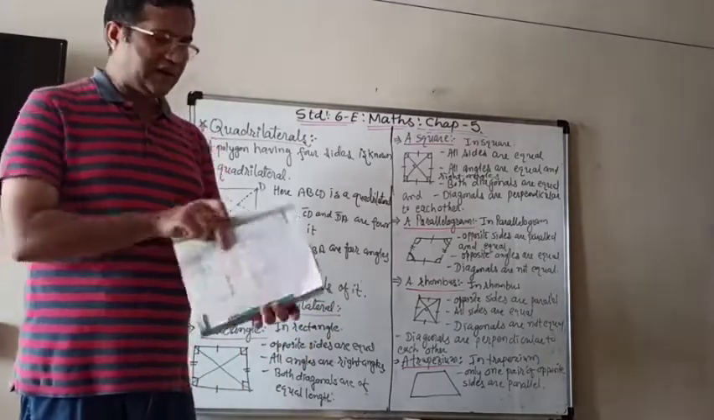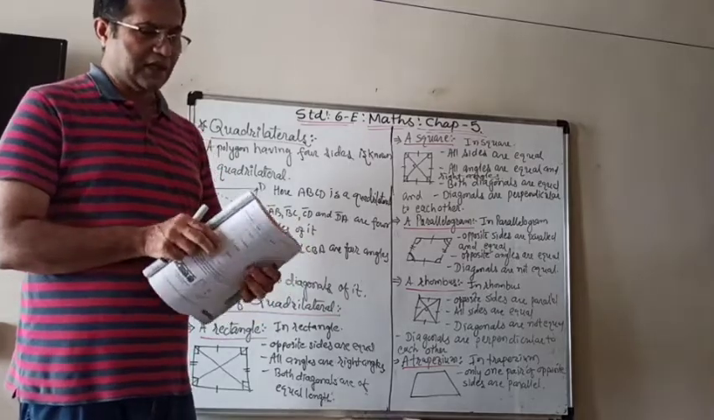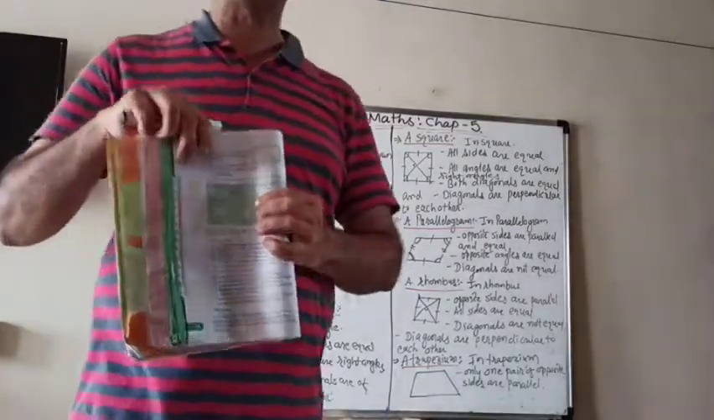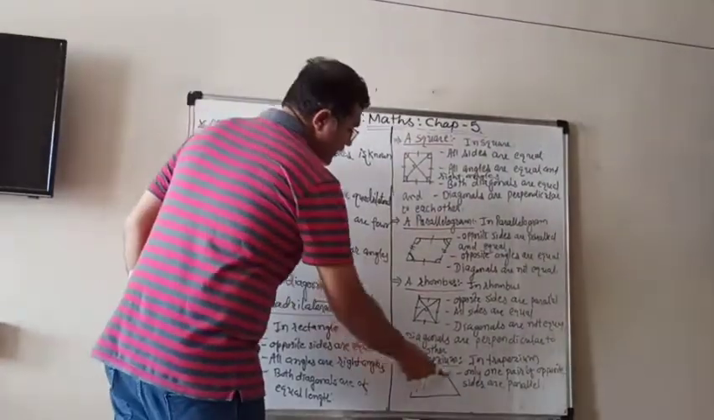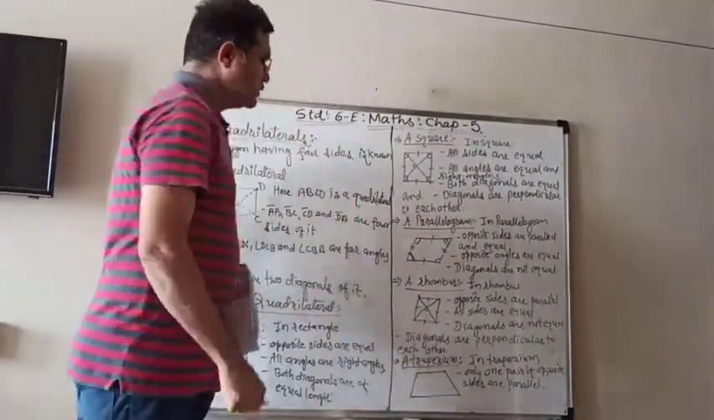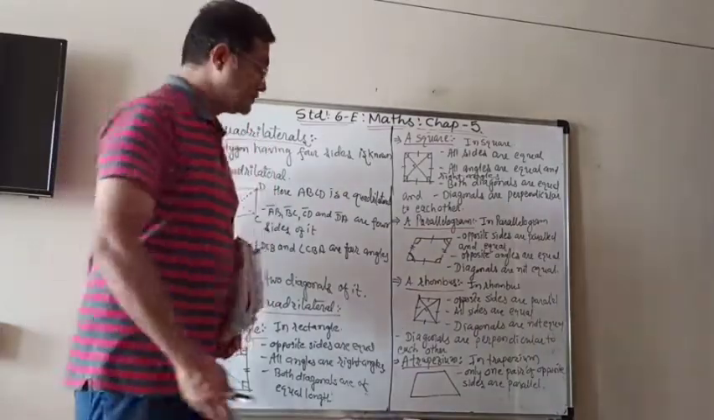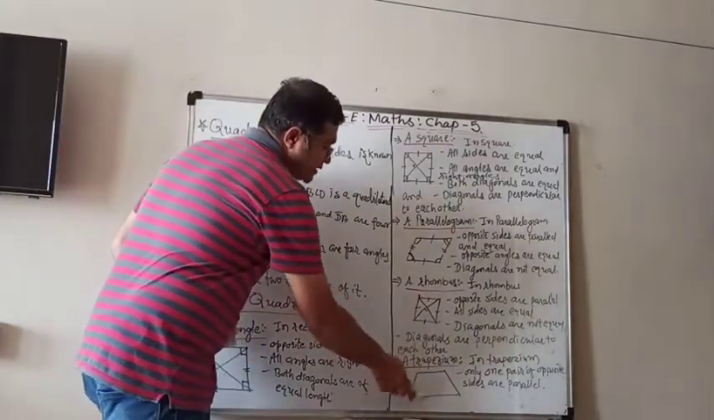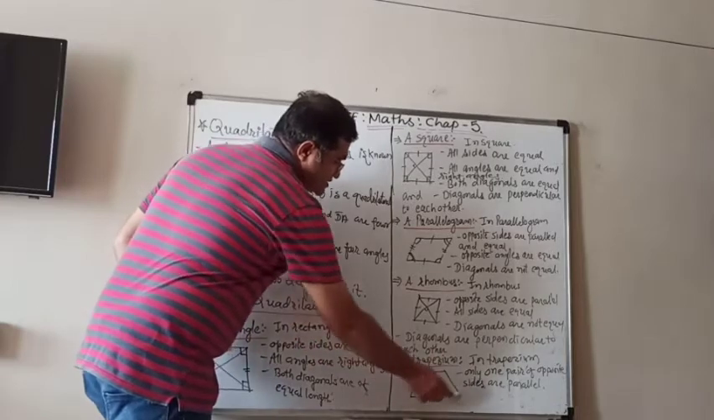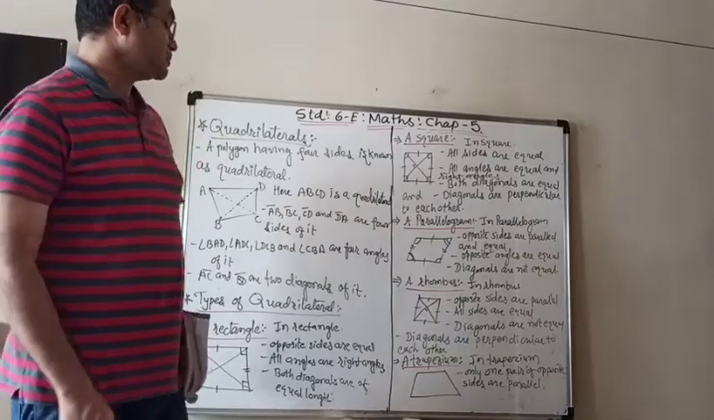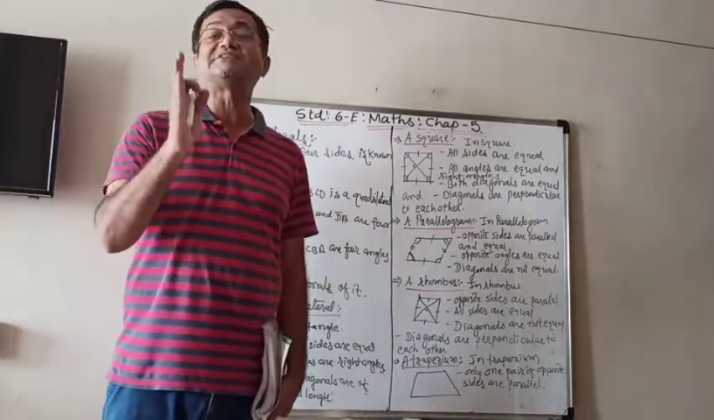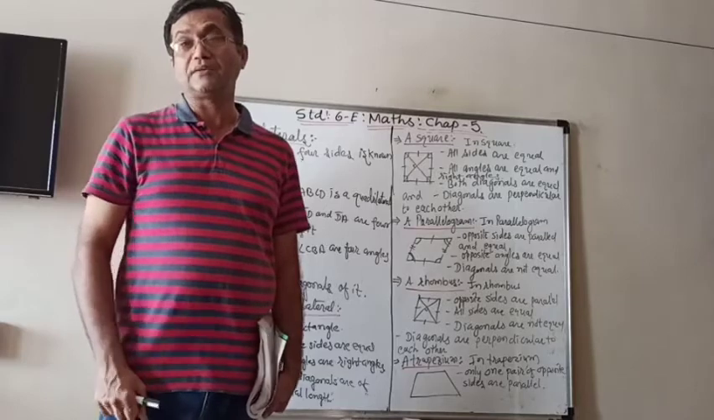Trapezium is a little different from all this, in which we have to make it like this. We have to arrange the set squares like that, and here you will see that only one pair of the opposite sides is parallel. The other sides you can see are not parallel, but these sides are parallel to each other. So in a trapezium, only one pair of opposite sides is parallel.